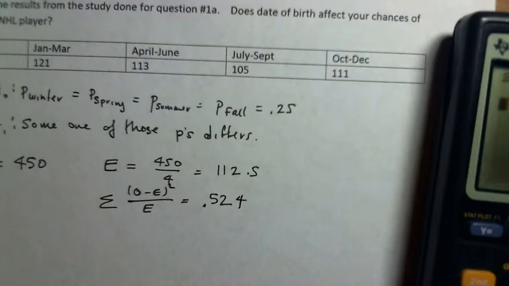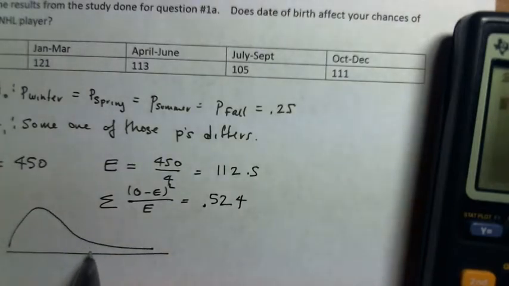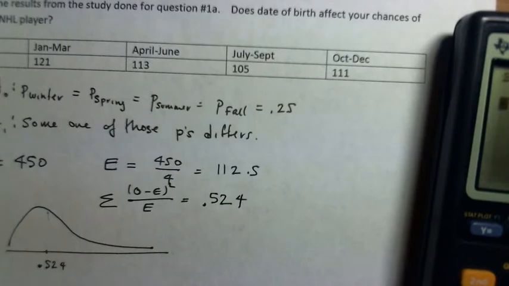And in fact, when we compare that with chi-square, 0.524 is going to be way down in there, and so we're going to have to fail to reject the null hypothesis.